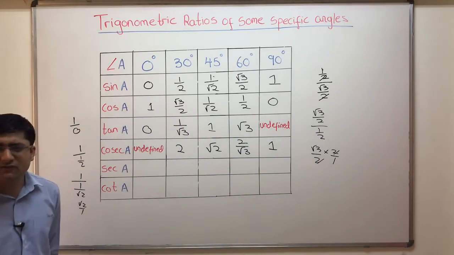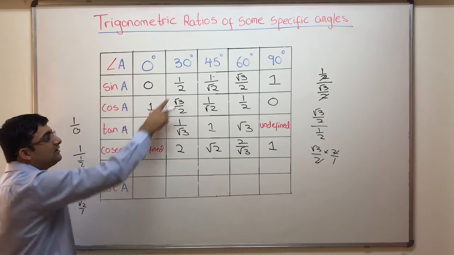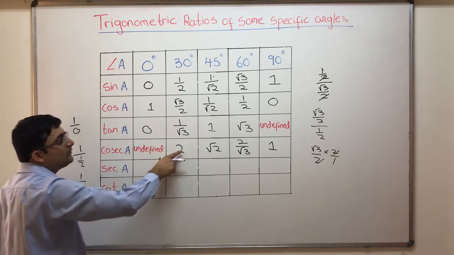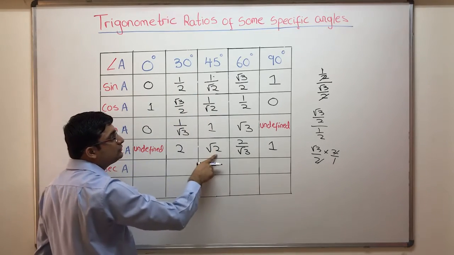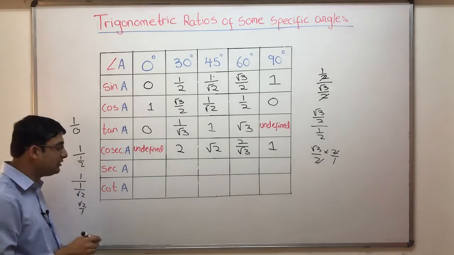So whenever you want the value of cosec, just take the reciprocal of the sine value. So 1 by 0, undefined. Reciprocal of 1 by 2, 2 by 1. Reciprocal of 1 by root 2, root 2. Reciprocal of this, reciprocal of 1, 1. So cosec is reciprocal of sine.